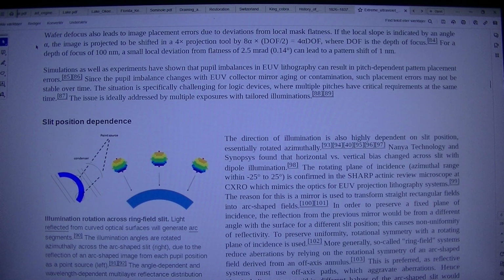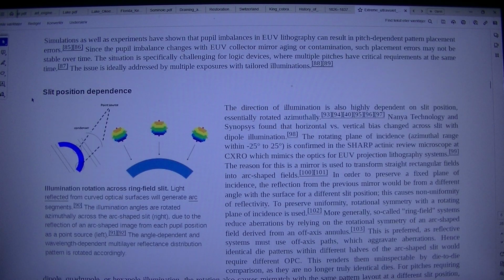Simulations as well as experiments have shown that pupil imbalances in EUV lithography can result in pitch-dependent pattern placement errors. Since the pupil imbalance changes with EUV collector mirror aging or contamination, such placement errors may not be stable over time. The situation is specifically challenging for logic devices, where multiple pitches have critical requirements at the same time. The issue is ideally addressed by multiple exposures with tailored illuminations.